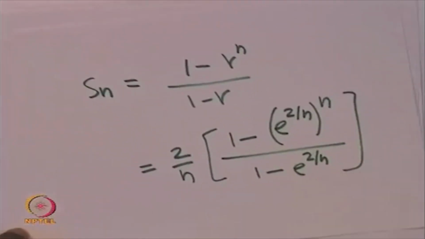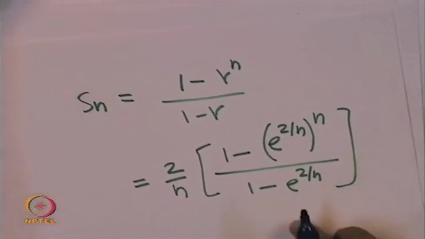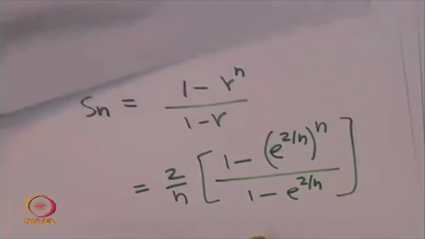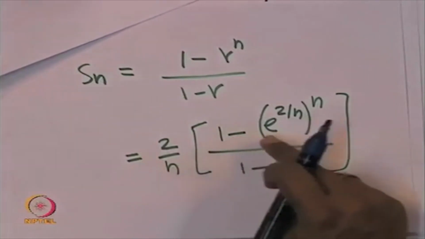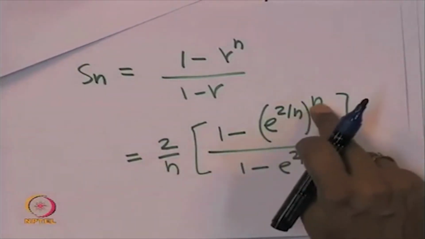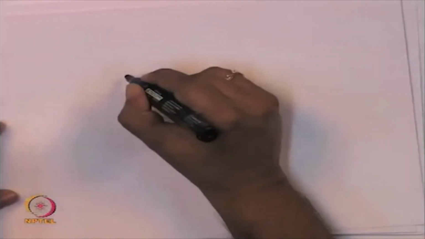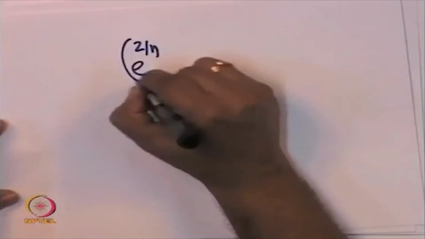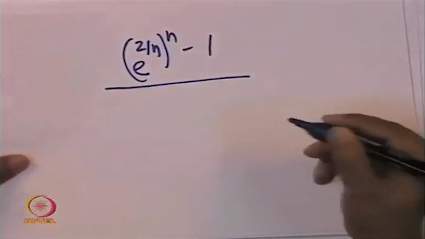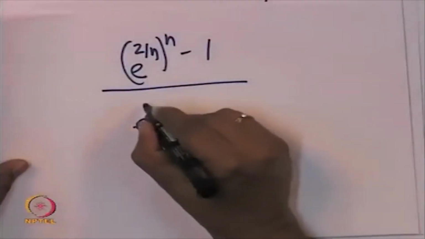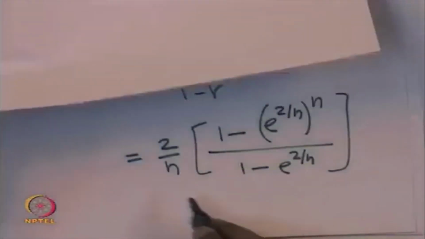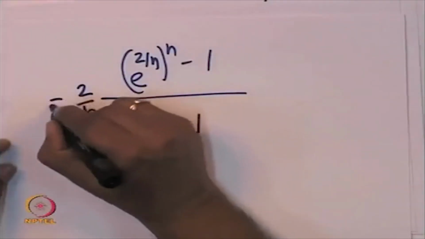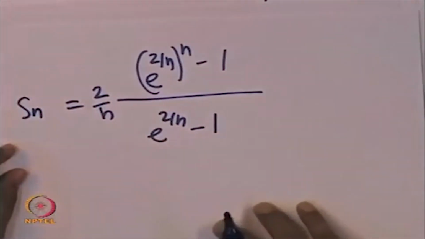I can take a minus sign out from both numerator and denominator and rewrite this term slightly, and you can see the answer emerging. So I can write e power 2 by n whole power n minus 1, divided by e power 2 by n minus 1. I took a minus sign out from both, and I have a 2 by n here. This is my S n, the sum of n terms.